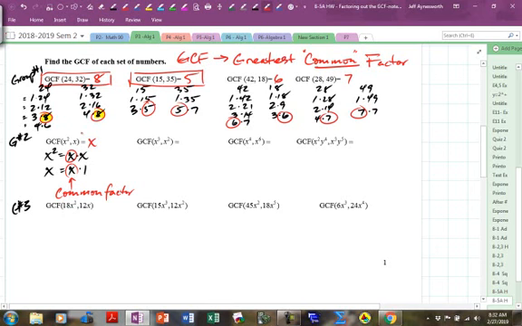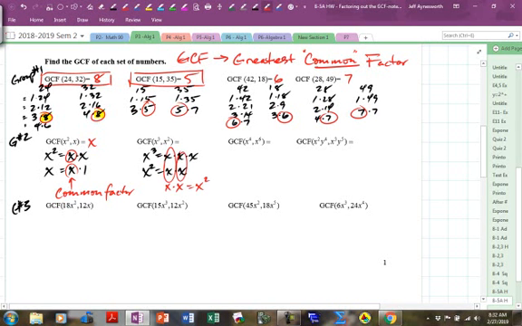So the question is, is it always the one with the lower exponent? I don't know, so let's check. Let's take x cubed, which is x times x times x. Let's take x squared, which is x times x. Notice that they have not only one factor of x in common, but two. So they have two factors of x in common, and guess what? x times x is x squared. They both have an x squared in common.